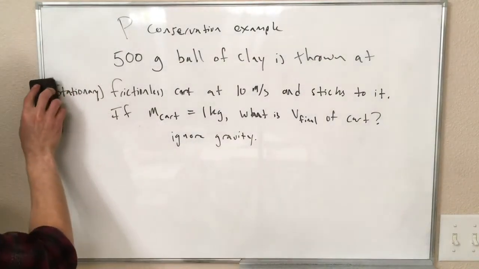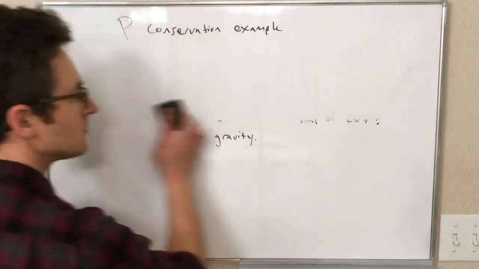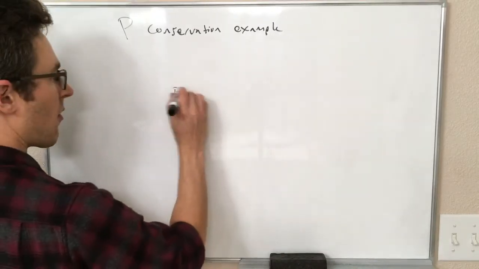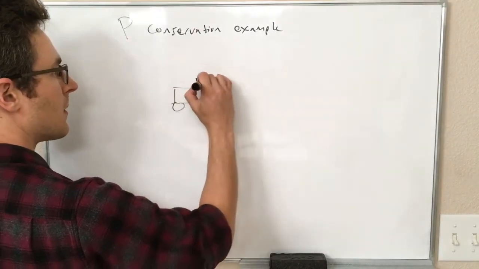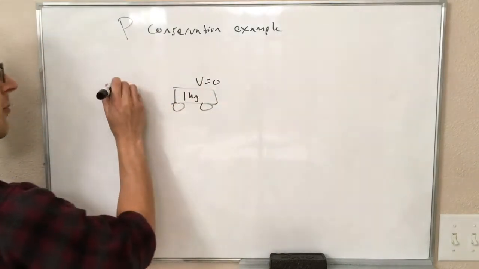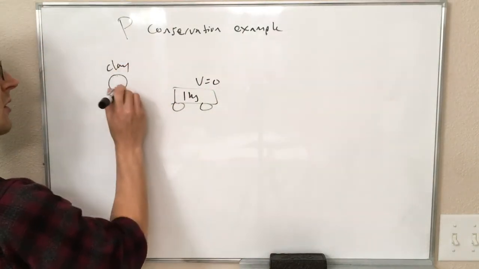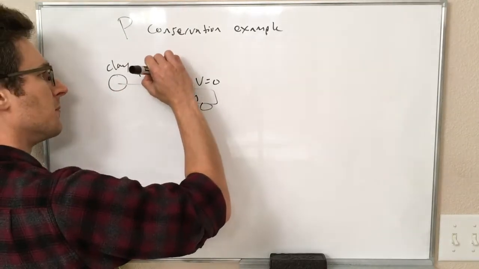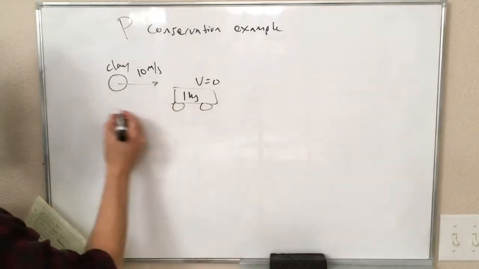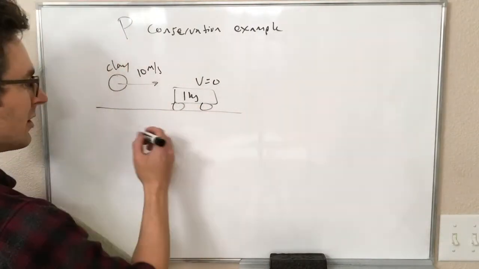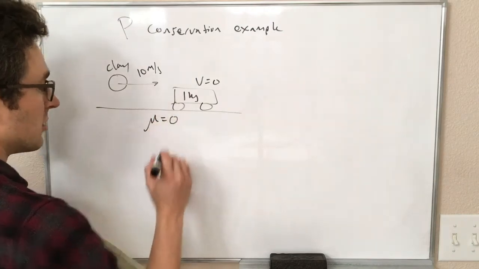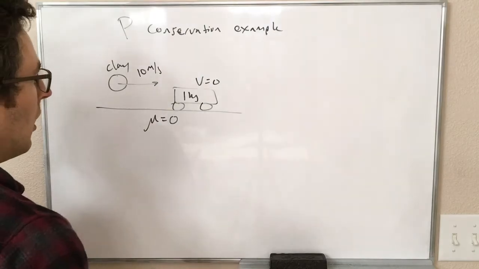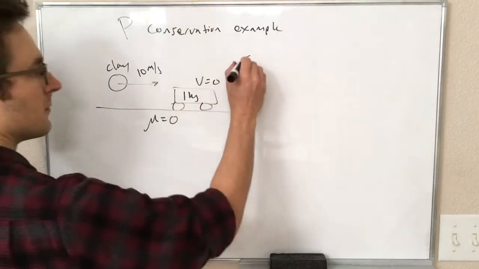Okay, so I'm going to erase all this and draw a diagram. We have our cart sitting stationary with a mass of 1 kilogram. We have a ball of clay thrown at the cart at 10 meters per second. And this cart is sitting on a surface with no friction, although if there's no gravity, friction isn't going to matter anyway. So this is what our problem looks like in the beginning.